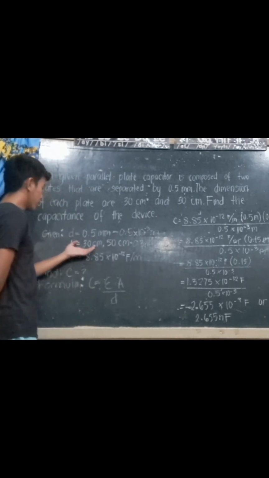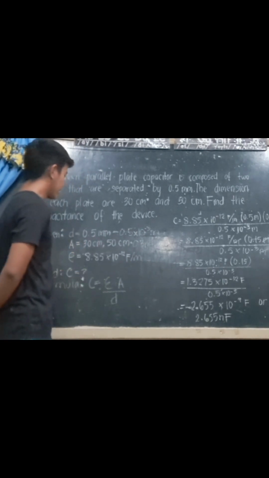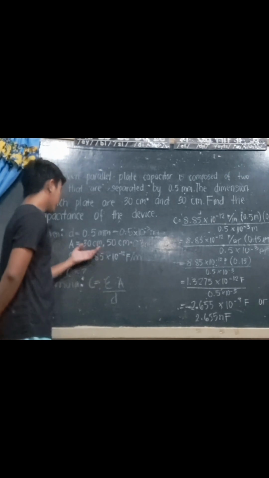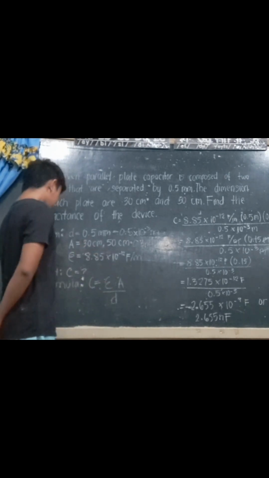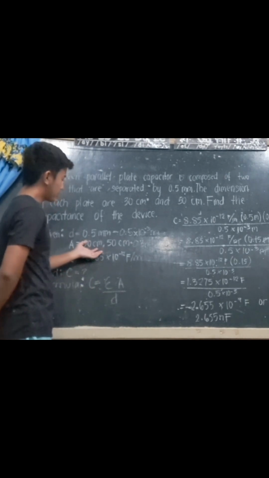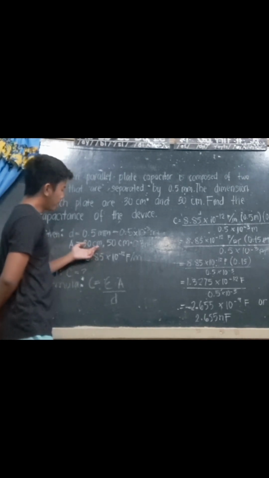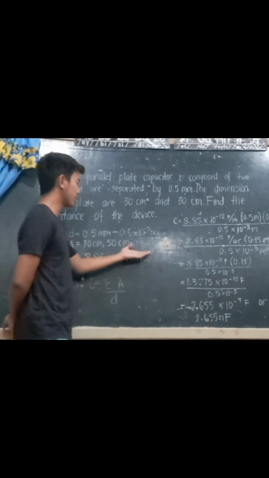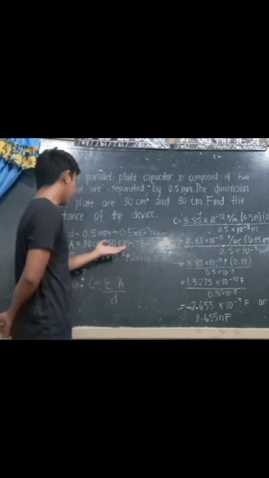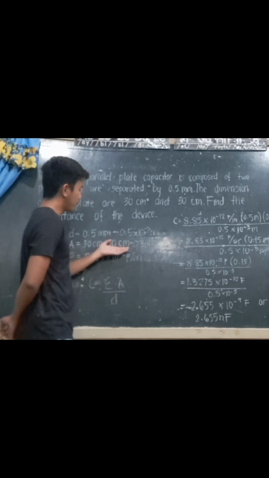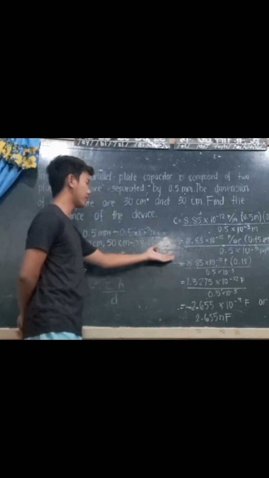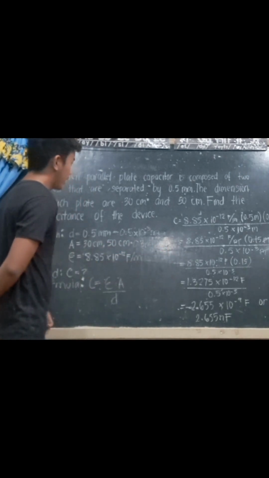And for the area, we also need to convert it into meters. In every 1 meter, there are 100 centimeters. So 30 centimeters needs to be divided by 100. 30 divided by 100 is equal to 0.3 meters. Same with the 50 centimeters, divided by 100 centimeters, which is 0.5 meters.